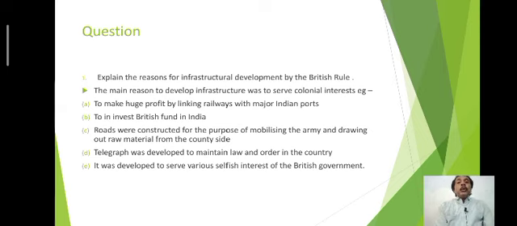First, to make huge profit by linking railways with major Indian ports, because it helped to carry the raw material from our country to their own country, and in a single word we can say it helped in the wealth drain. Second, to invest British funds in India so that they could earn maximum profit. Roadways were constructed for the purpose of mobilizing the army and drawing out raw material from the countryside. Telegraph was also developed only to maintain law and order in the country. It was developed to serve various selfish interests of the British government.